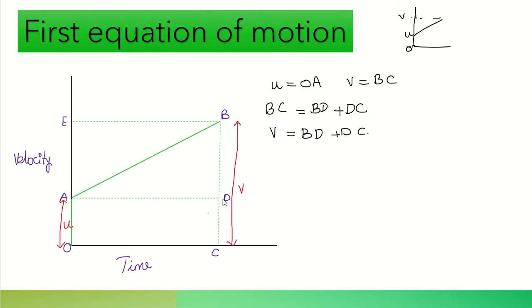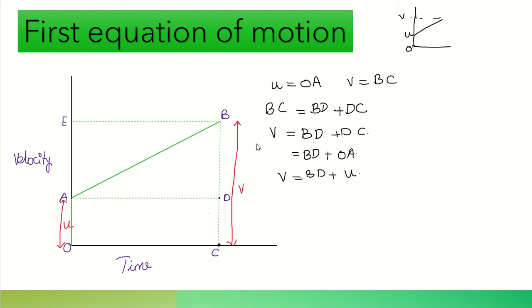Now coming to DC. DC is this distance, right? So that is exactly equal to OA. BD I'm keeping as it is. BD plus DC is BD plus OA. OA is u. So we are getting an equation v is equal to BD plus u. Now we need to find out what is this BD.